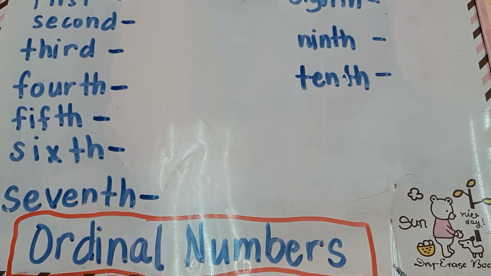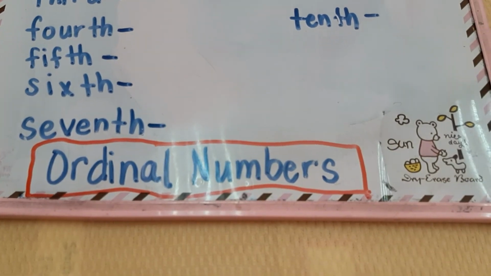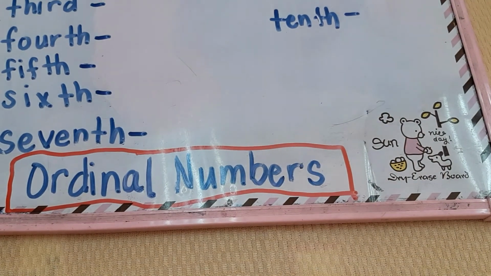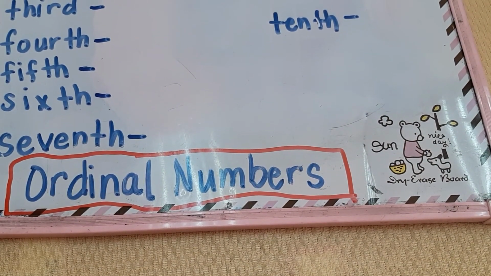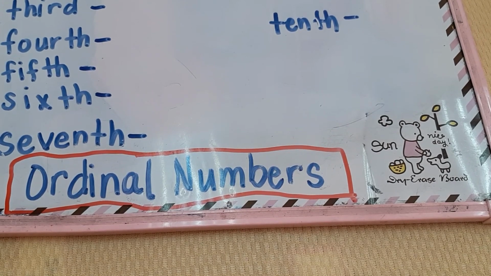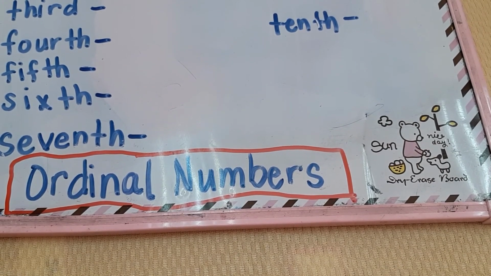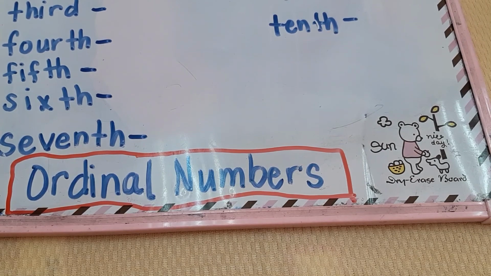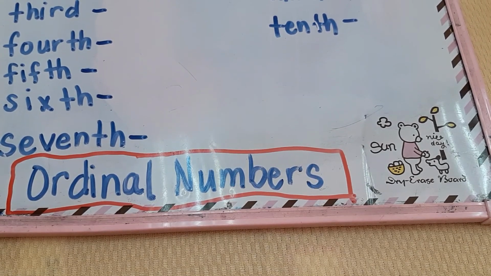Good morning. Today we are going to take up ordinal numbers. What is an ordinal number? A number defining a thing's position or place in a series such as first, second, and third.